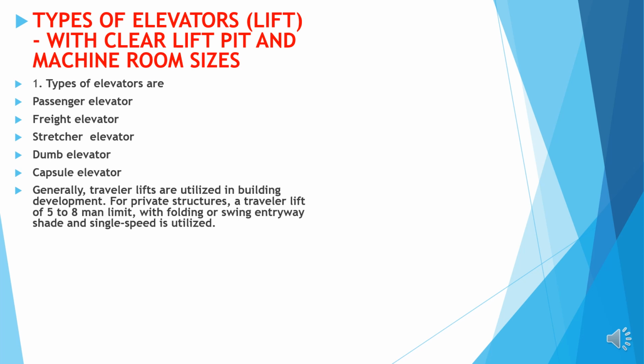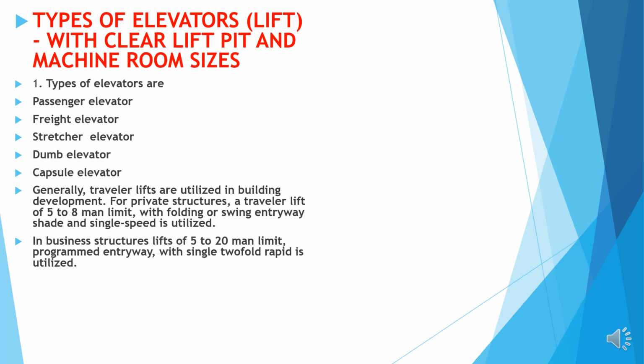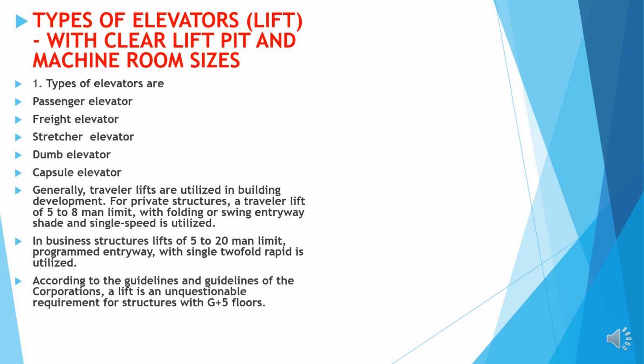Generally, passenger lifts are utilized in building development. For a private structure, a passenger lift of 5 to 8 person capacity with a folding or a swing entryway and single speed is utilized. In commercial structures, lifts of 5 to 20 person capacity, with an automatic door and a single or two-speed, are utilized. According to the guidelines of the corporation, a lift is a must for buildings with G plus 5 floors.